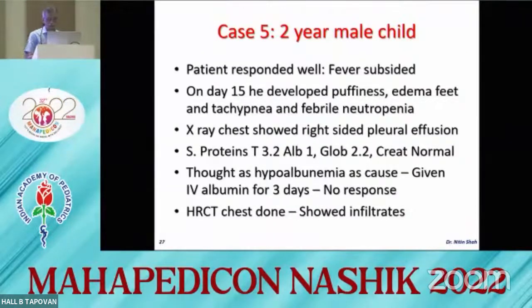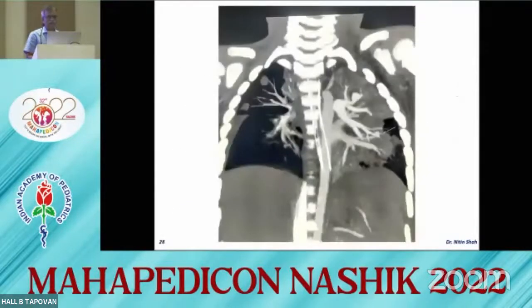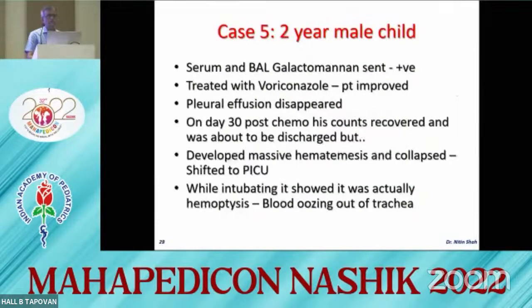So it showed some infiltrates. So further investigation required for that. And these are those CT scan pictures which showed that there are infiltrates. So we did a serum and bile galactomannan, which came positive. So we diagnosed him as invasive aspergillosis, treated him with voriconazole. The patient started improving. Pleural effusion started disappearing. And on day 30 post-chemo, his counts recovered. So now he's going into a remission and a recovering marrow, and he was to be discharged.